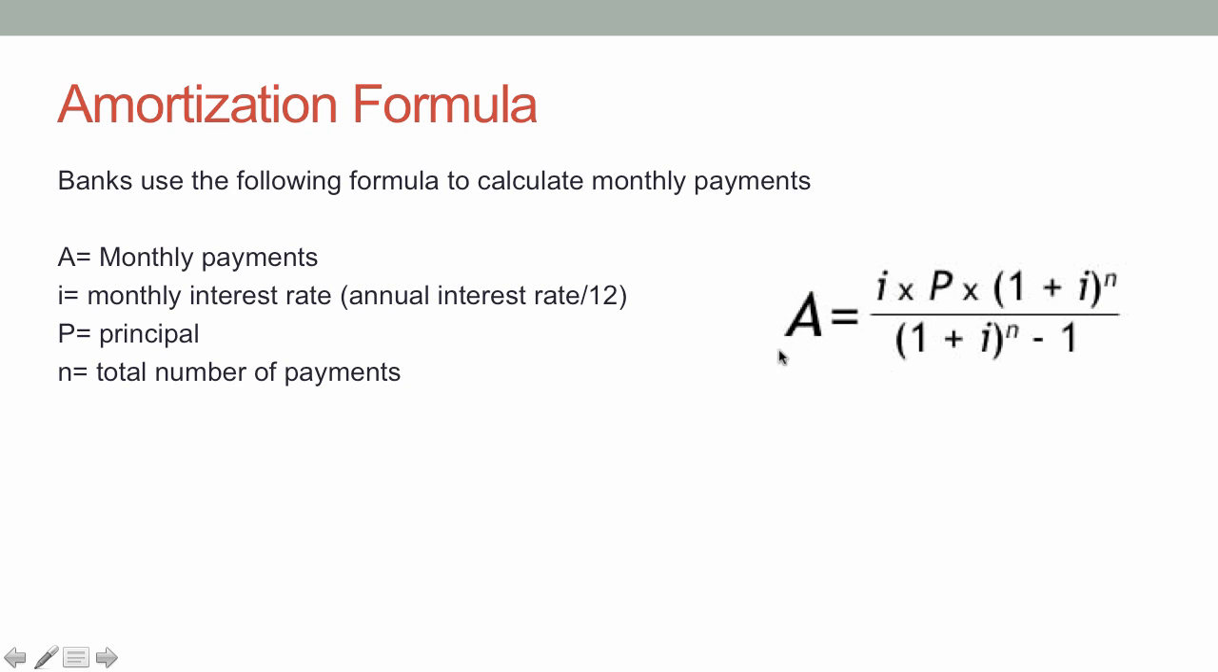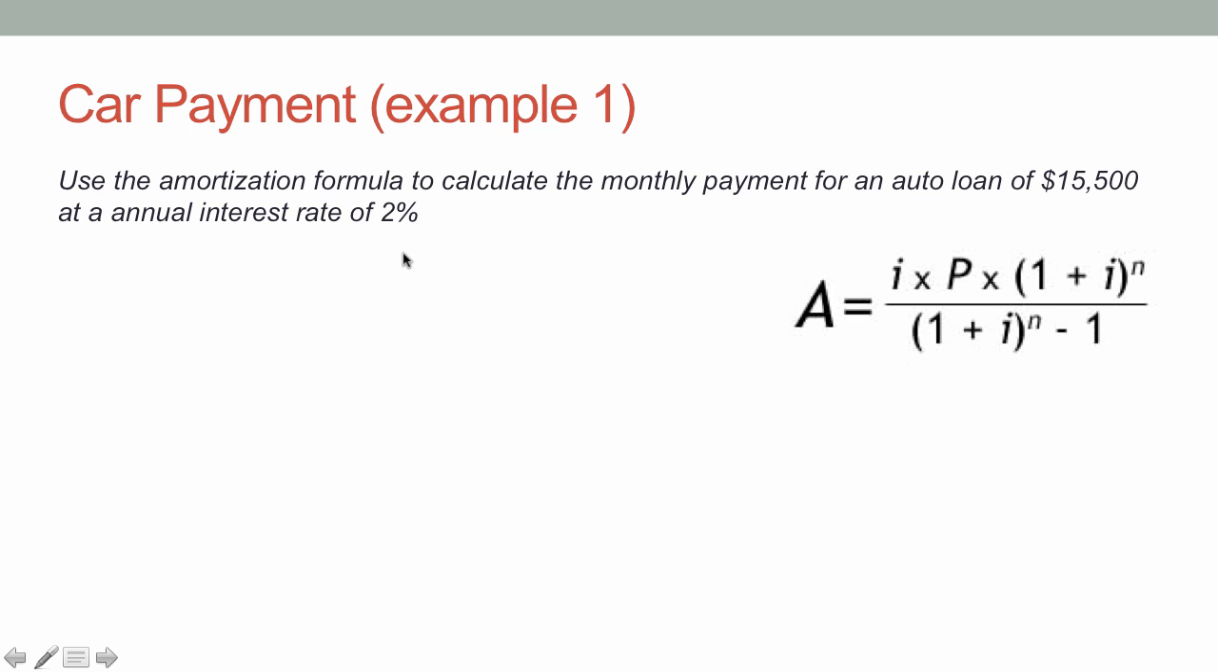Okay, what is this? Look at that formula over there. That's awesome. This is the amortization formula. Banks use the following formula to calculate your monthly payment. A is, what is your monthly payment? I is your monthly interest rate. So you take the annual interest rate divided by 12. P is your principal. N is your total number of payments. However many years times 12. So we're going to play around with this formula and do some monthly payment costs. All right, we use this formula. What is the monthly payment for our auto loan of $15,500 at an annual interest rate of 2%?